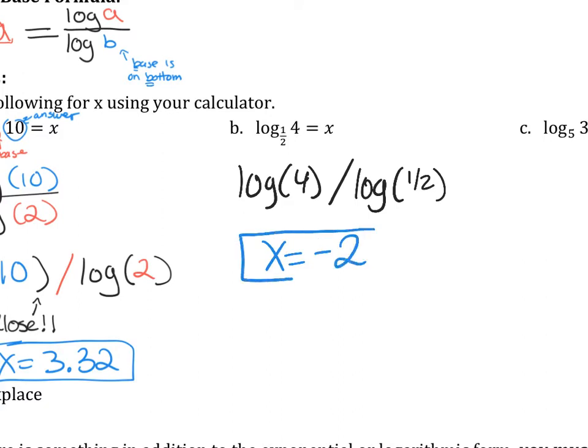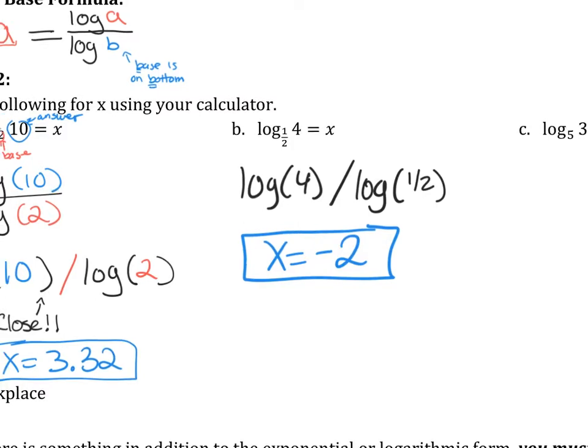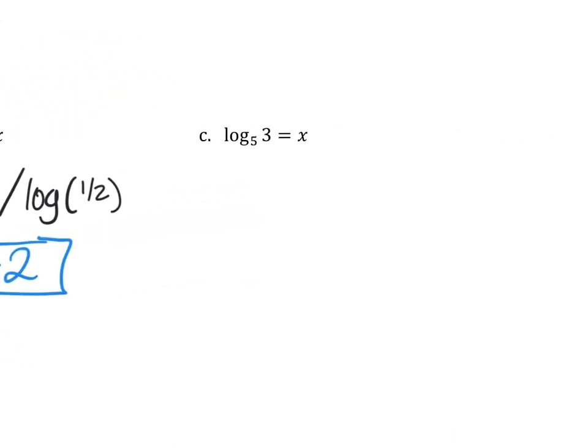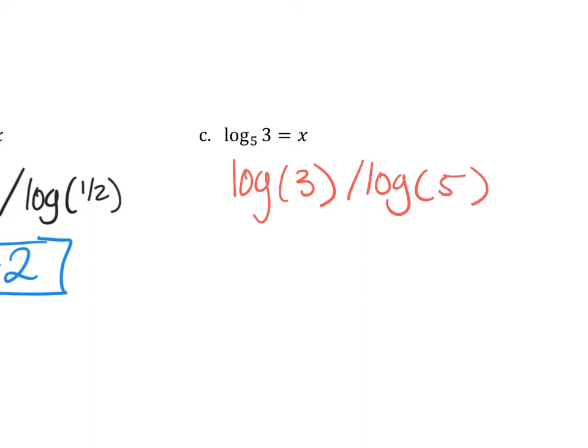-2. Good there? Don't put the phone down, please. Thank you. Okay, then letter C. Should have had log of 3 with that closed parenthesis there, divided by log of 5. And what did you get for that one? 0.68.